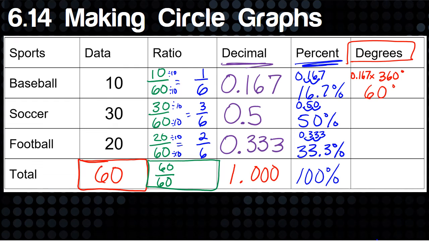If I was going to do soccer, so soccer is 0.5 times 360 degrees. So let's go and do that in our calculator. Should give us 180 degrees. And now let's go ahead and do a third. So 0.333 times 360. So I'm going to write that out so you can see it. I need to show my work even though I'm using a calculator. Comes out to 119, we'd say 119 or 120.8 degrees.